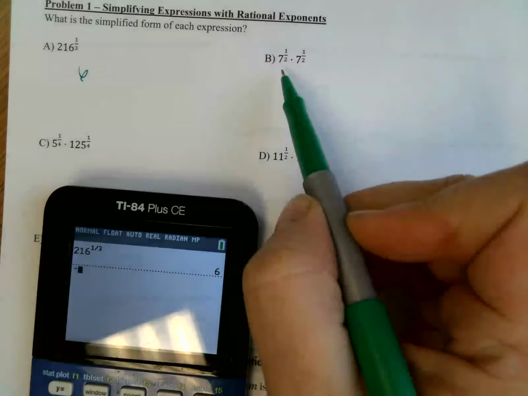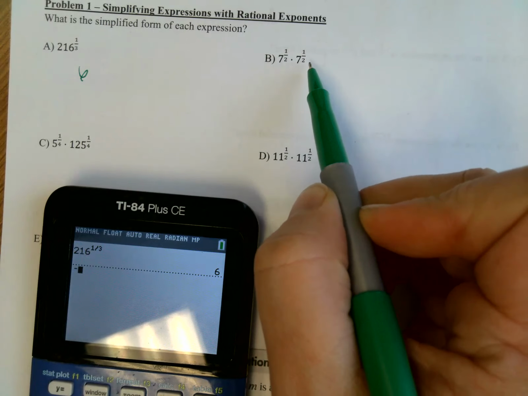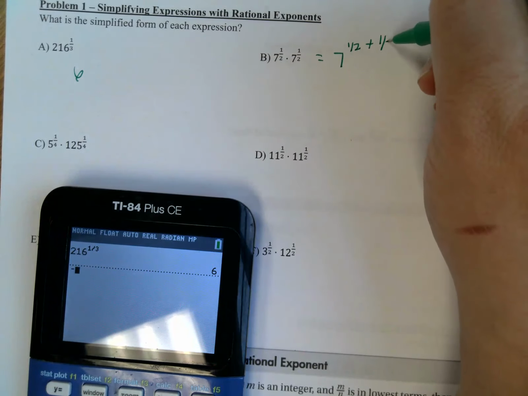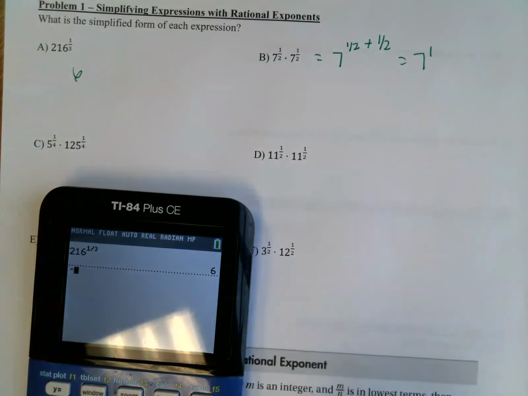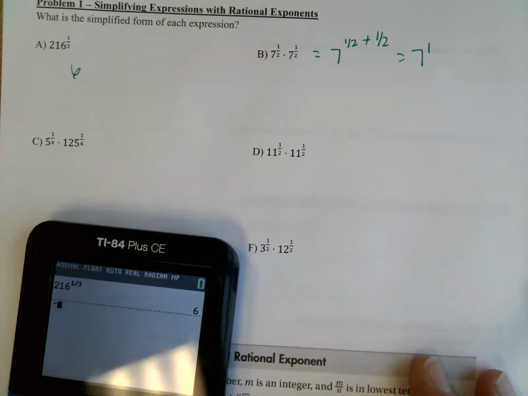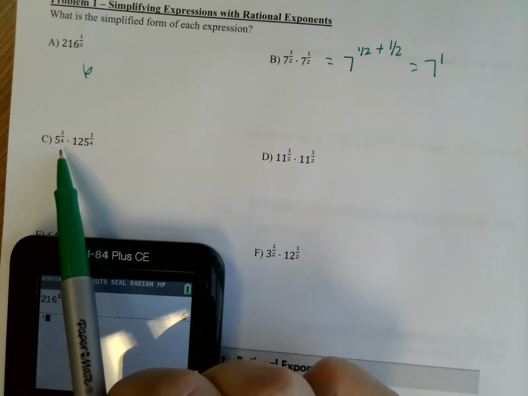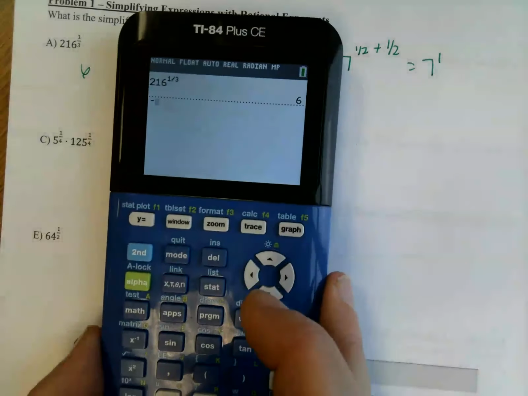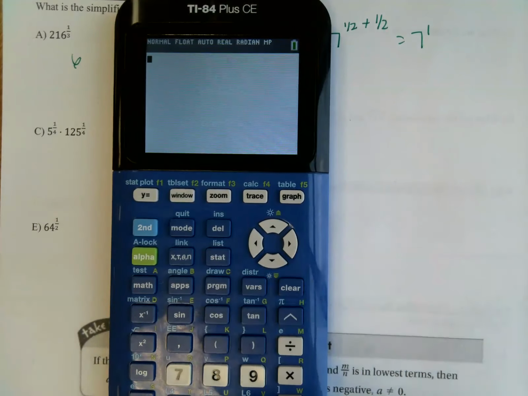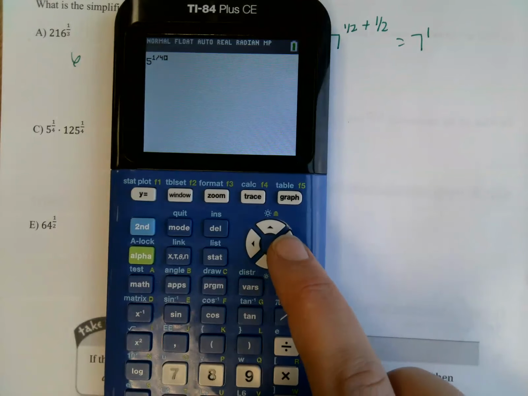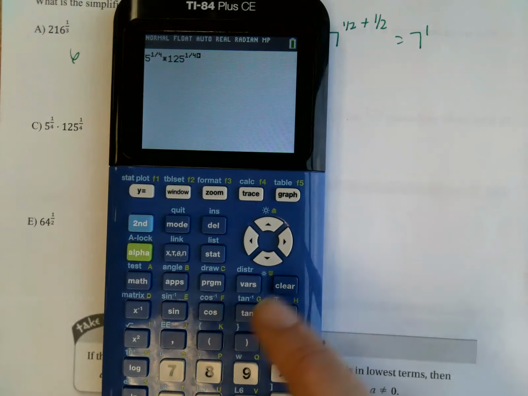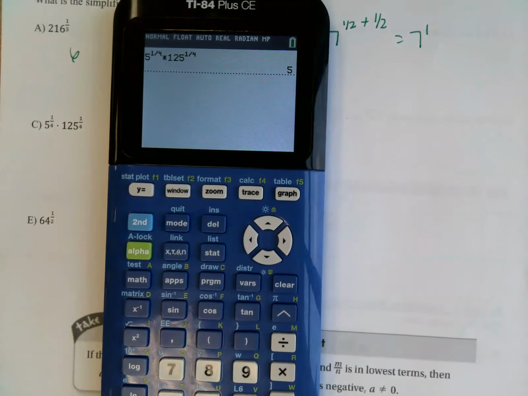So this answer, 6. If you have the same base, remember numbers with the same base, you can add exponents. So this is the same thing as 7 because that's the same base as my exponents added together. So that's just going to be 7 to the first. Here, you cannot add exponents. Repeat, you cannot because these do not have the same base. 5 and 125 are not the same base. You can check this in your graphing calculator though. If I do 5 raised to the 1 divided by 4, make sure you arrow down, times 125 raised to the 1 divided by 4, arrow down, push enter, that answer is 5.